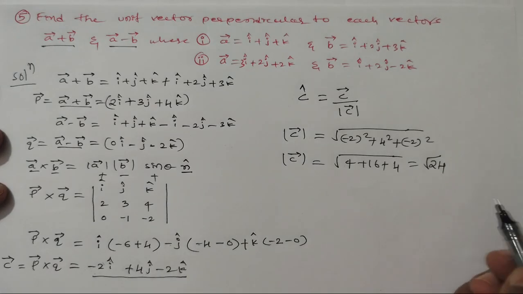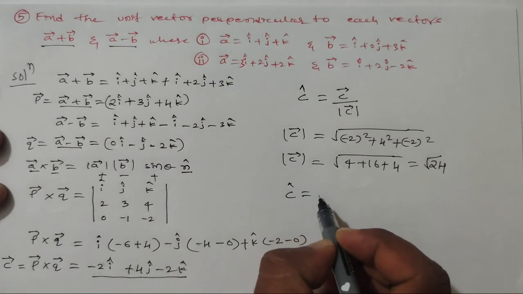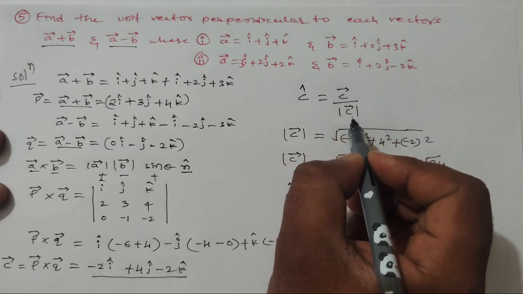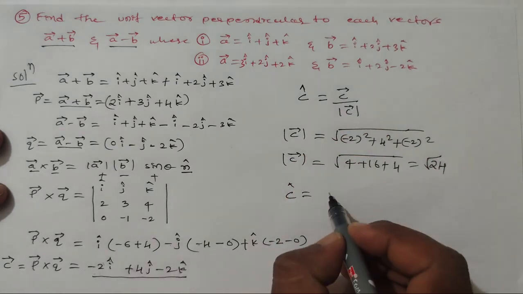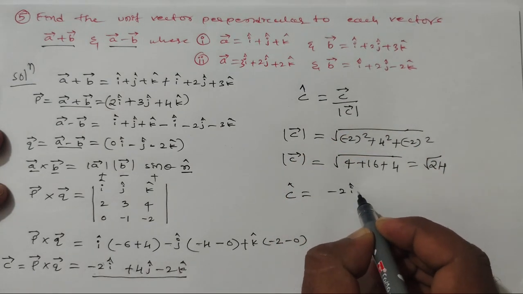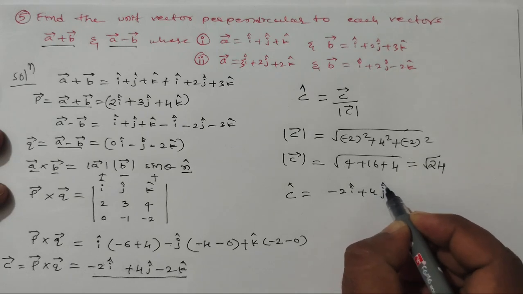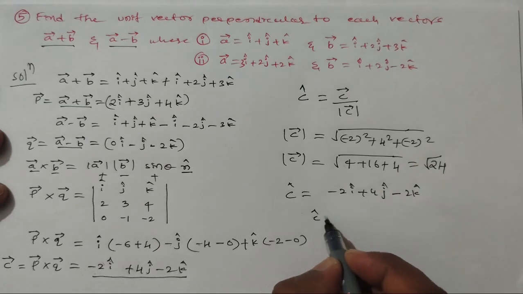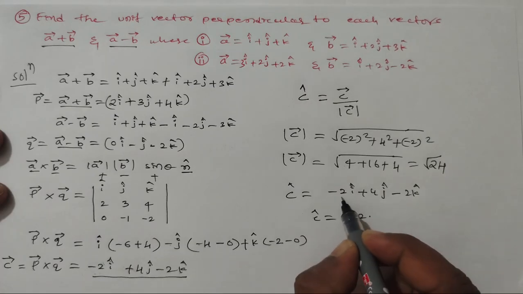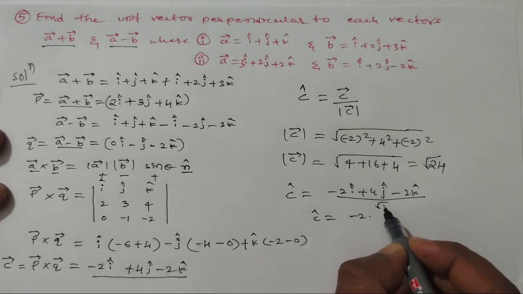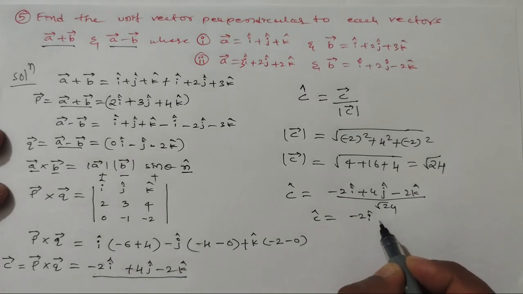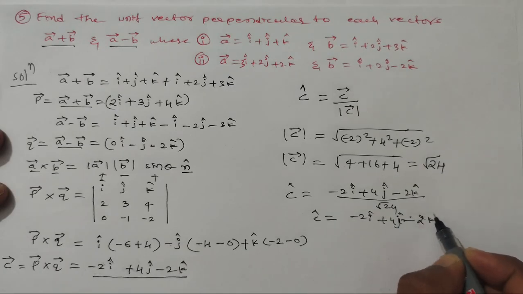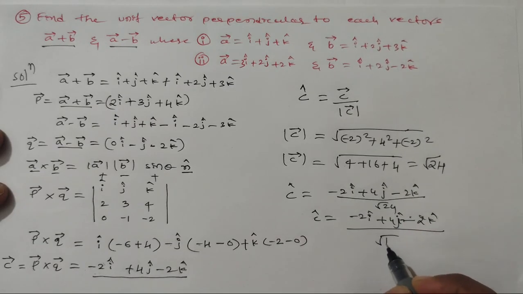Okay, right. Now c cap is equal to that vector divided by that magnitude. So what is c vector? Minus 2i plus 4j cap minus 2k cap. So c cap is equal to that divided by the magnitude of c, which is root 24. Then minus 2i plus 4j cap minus 2k cap divided by root 24.